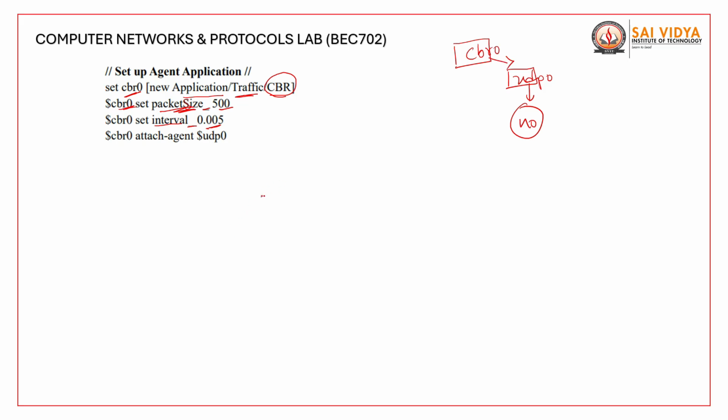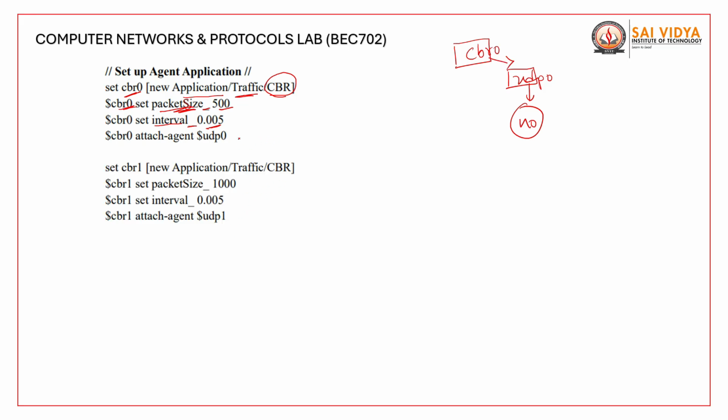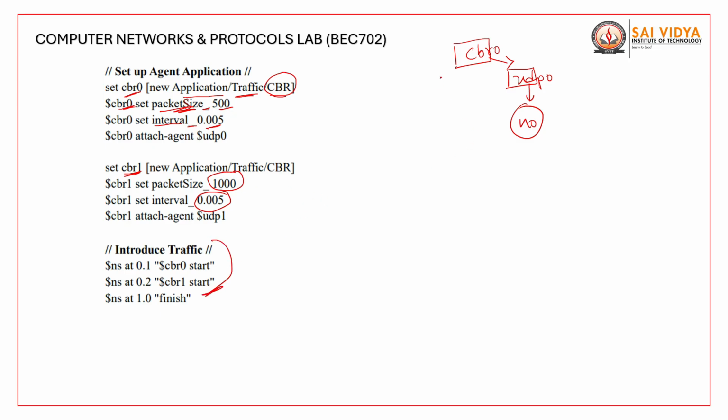CBR0. So in a similar way, copy these 4 lines and change CBR0 to CBR1 and retain everything, and you can change the interval and packet size here. So after this, you have to introduce the traffic here. At what time CBR0 starts transmitting the packet, and at what time this CBR1 should start packet.